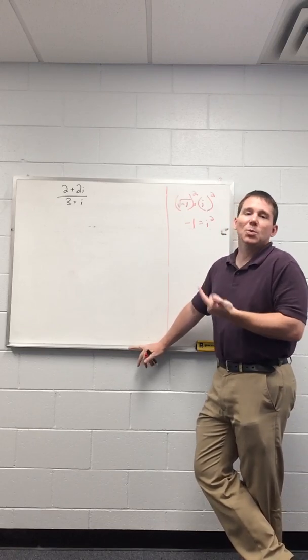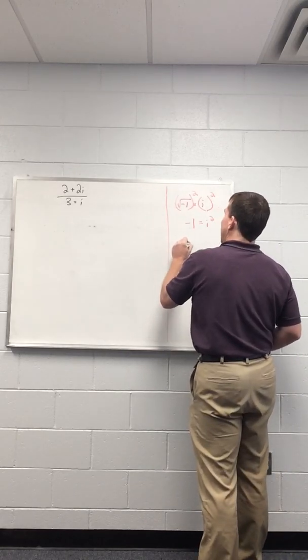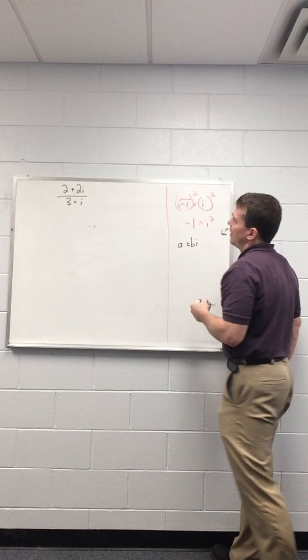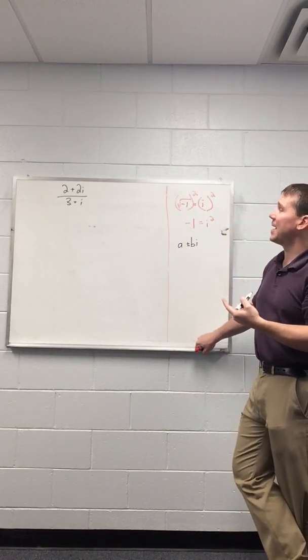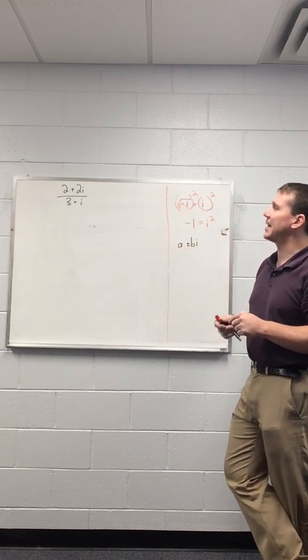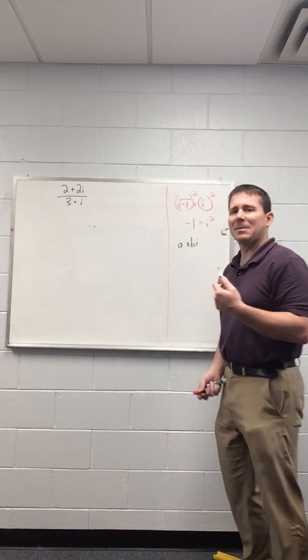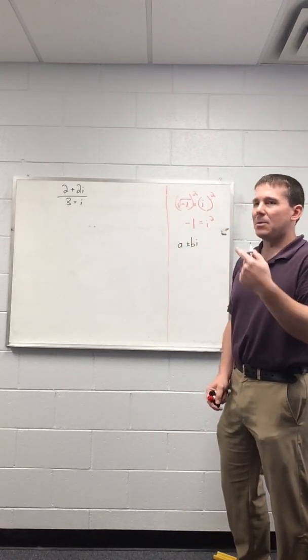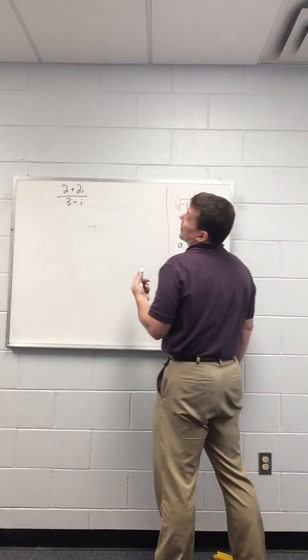And the problem is, what exactly do I do? I know standard form is a plus or minus bi. I have a plus or minus bi divided by a plus or minus bi. What do I do to make something like that look like something like this? And there's a trick. For right now, this trick maybe doesn't make a lot of sense, but once we use it, we'll see how it works, and then it'll make a whole lot more sense.